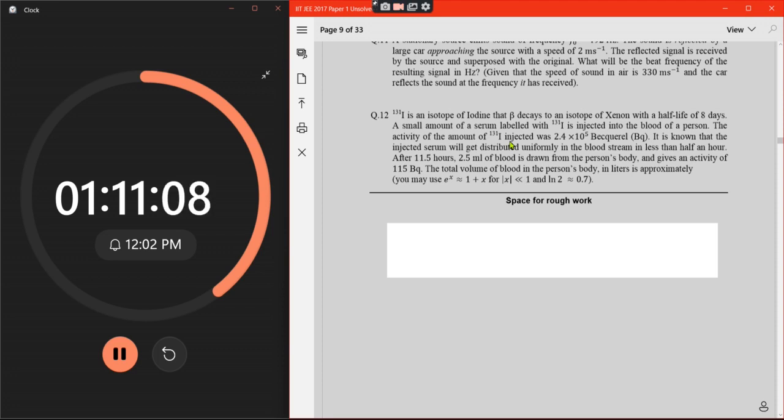Okay, iodine just becomes xenon with that half-life. After beta decay of iodine, xenon comes, because it has one more proton. So beta minus decay means your mass remains the same, but you get one extra proton, which means you get an electron here plus an antineutrino. Okay, the small amount of serum labeled with this has a half-life, so T half equal to 8 days. Okay, the activity of the amount of serum is known as what is Bq? I don't know.